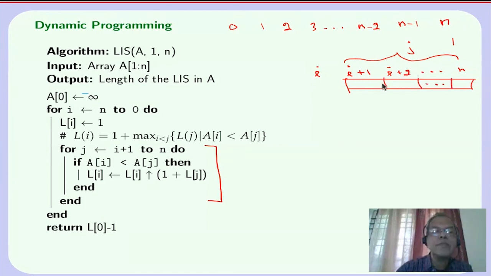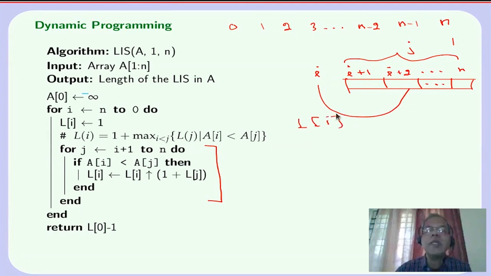Okay. And out of all these subproblems, we are interested only in those subproblems for which A at j is larger than A at I. So for each of I plus 1, I plus 2, I plus 3, and so on to n, if that A at j is larger than A at I, okay, then we are finding out the maximum. Compare L at I versus 1 plus L at j.